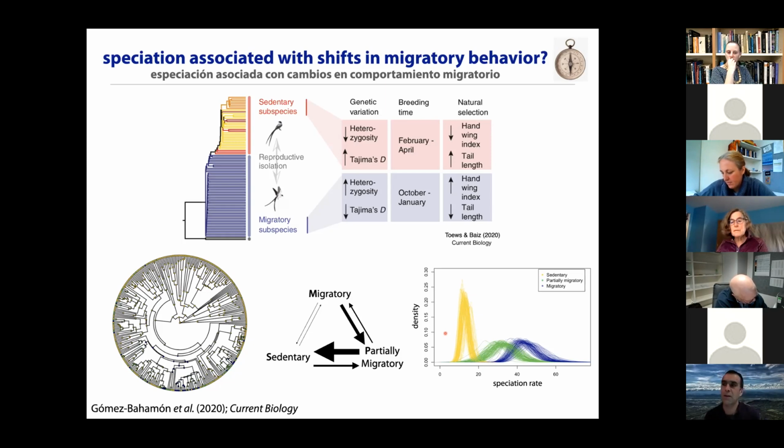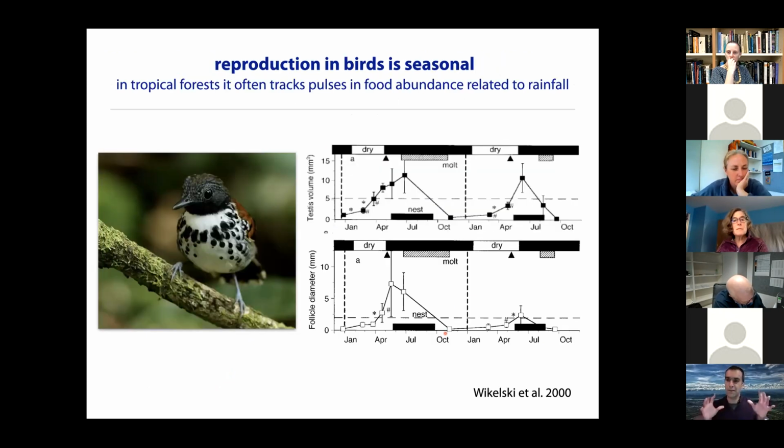The other thing I want to talk about briefly is the role of seasonal reproduction in the divergence of populations and perhaps the origin of new species. So in the case of the flycatchers, we had both allopatry and allochrony. So things breed in different sites and breed at different times. But now I'm going to focus on the idea of allochronic reproduction, so reproduction at different times of year. And this slide here shows work that has been done on this species of antbird from Panama.